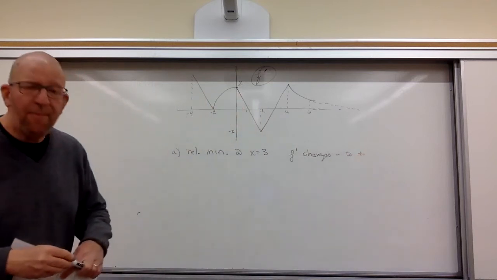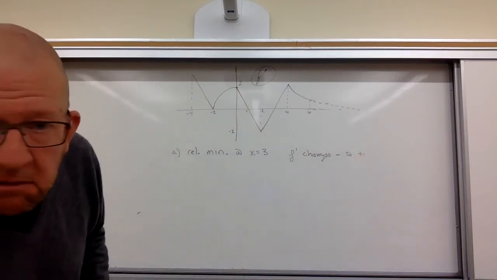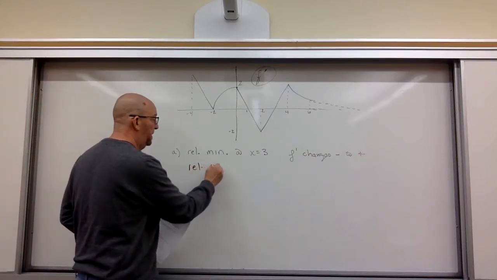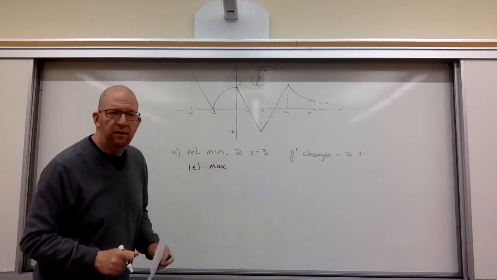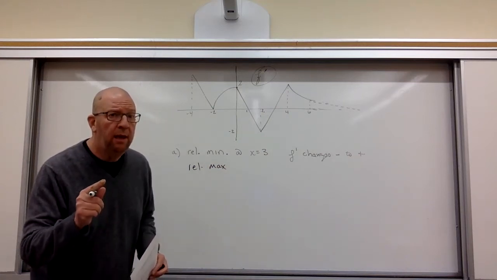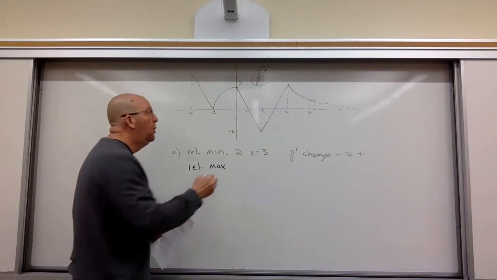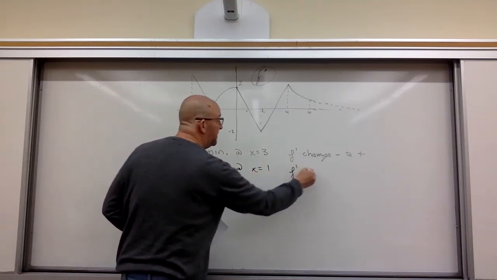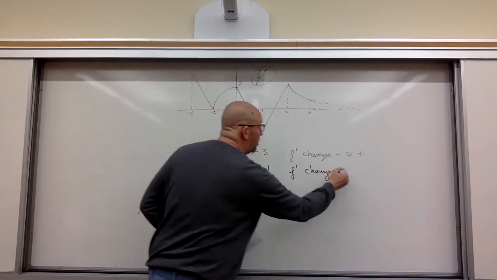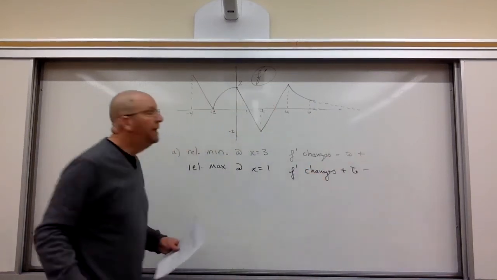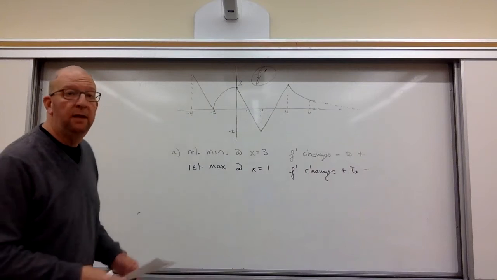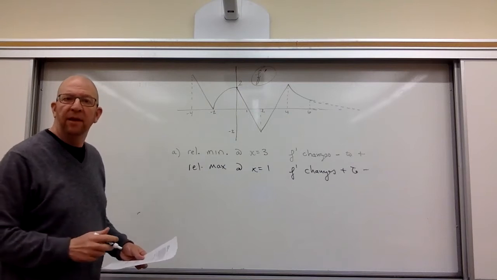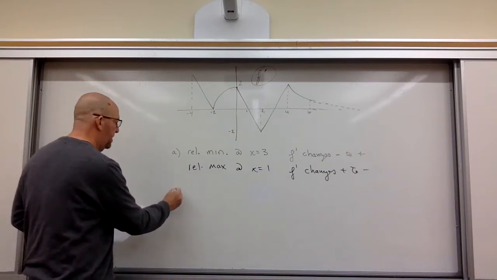Now, what about a relative max? Well, let's see. We've got a relative max. Where? Say it with me. That's right. Where f prime changes positive to negative. And that's going to occur at x equals 1. Okay, pretty straightforward question there. Pretty happy. Let's go to part B.